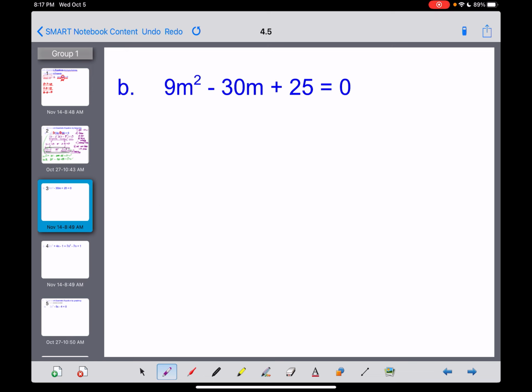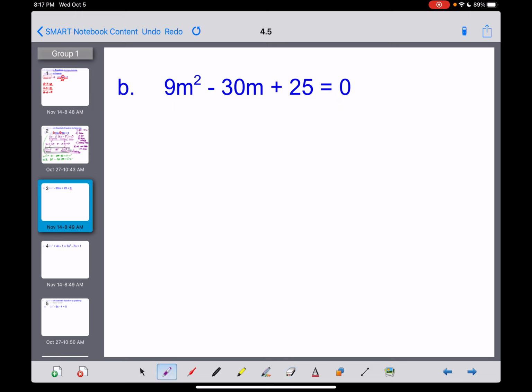Let's do another one here, guys, and we'll go a little faster through this one. Now, again, step number 1 was to set it equal to 0, but that's already done for us. Step number 2 is to see if we can't factor this thing according to some of the methods that we talked about. So the first thing we discussed, let's look for a GCF, but there is no number that goes into 9 and 30 and 25. So forget about a GCF. It didn't work out.